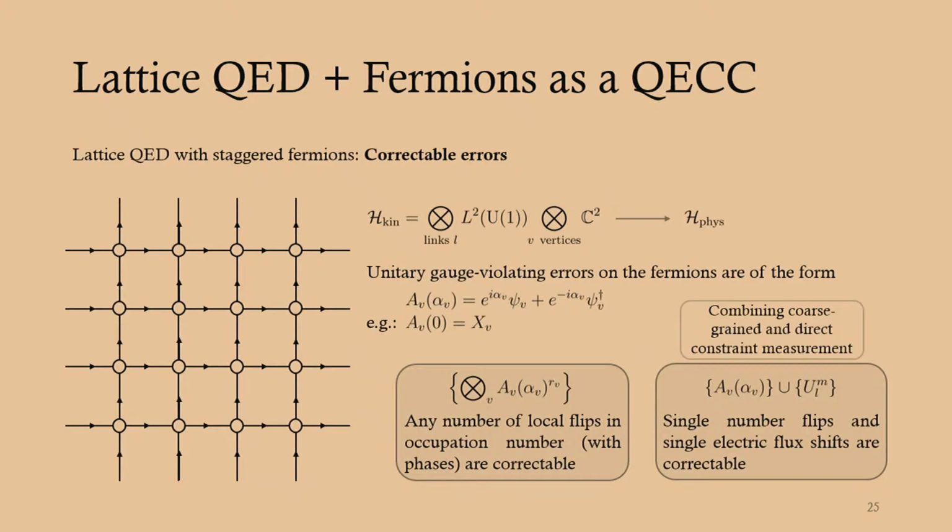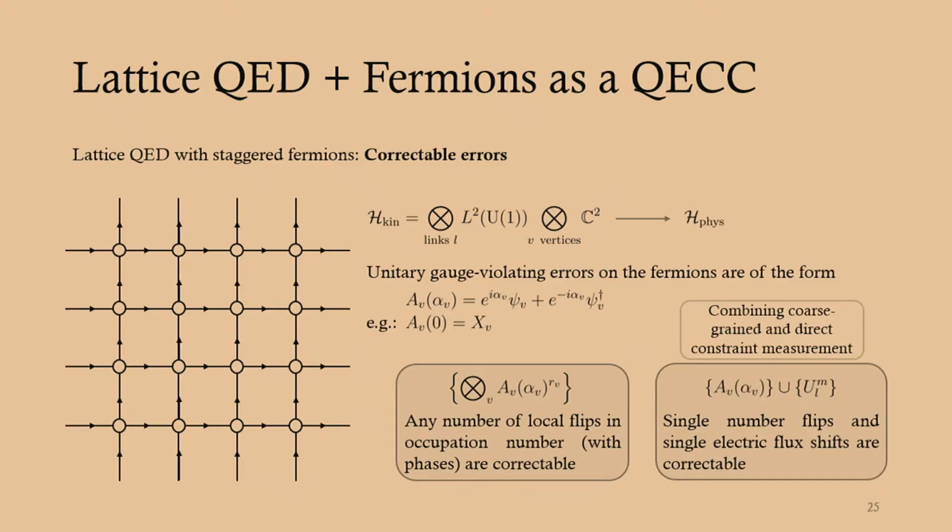And last but not least, I can combine my ideas from before with this idea. So I start out with a coarse-grained charge measurement, which will detect whether there has been an error AV. And if there has not been an error AV, but I get violations on two adjacent sites, I know that an error UL must have happened, and I can go and measure the fine graining of the charge sectors to find out what exactly the power here was. And this combination makes single number flips of the occupation number or electric flux shifts on any link or any site correctable.